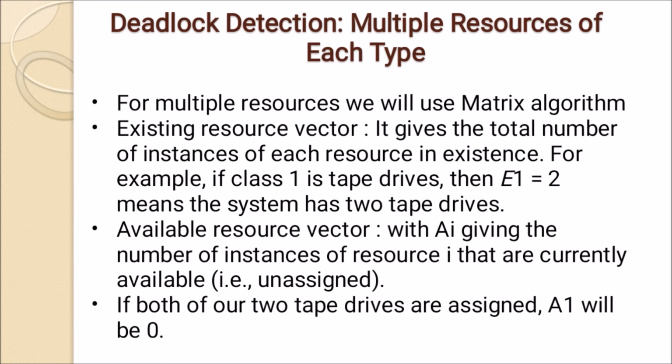The existing resource vector gives the total number of instances of each resource in existence. For example, if class 1 is tape drives, then E1 equal to 2 means that the system has 2 tape drives. The available resource vector, with Ai giving the number of instances of resource i that are currently available, means these resources are not assigned to any other processes. If both of our 2 tape drives are assigned, A1 will be 0.